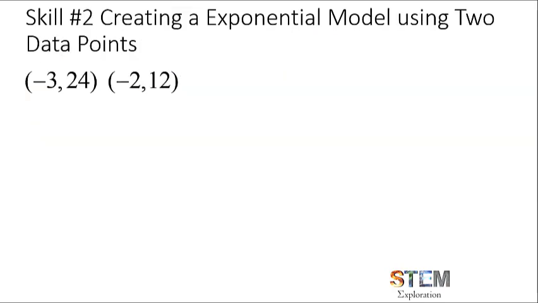So the last skill that I want to talk about real briefly is creating an exponential model using 2 data points. The reason that you need 2 data points to create really any model like this is that the standard form of an exponential model is y equals a times b to the power of x. 2 constants, 2 variables. If you have 2 variables, you need 2 points.